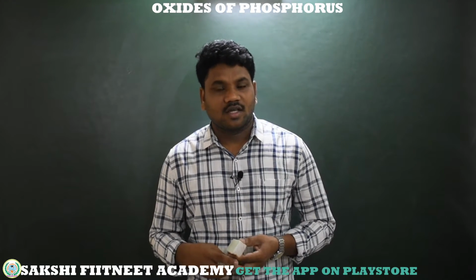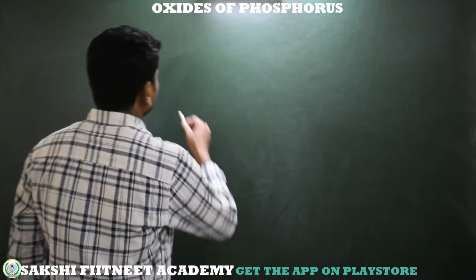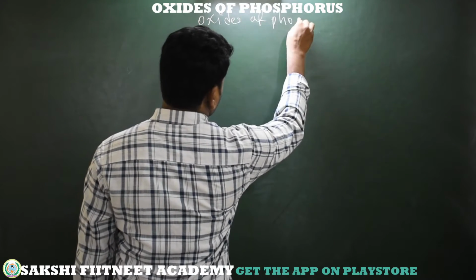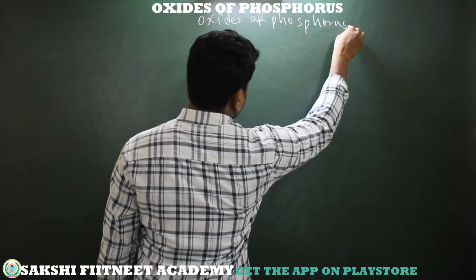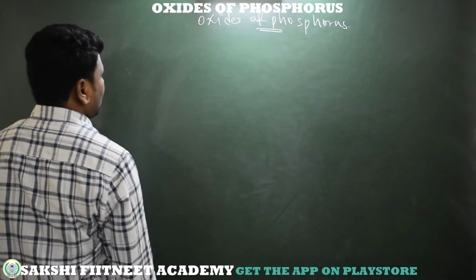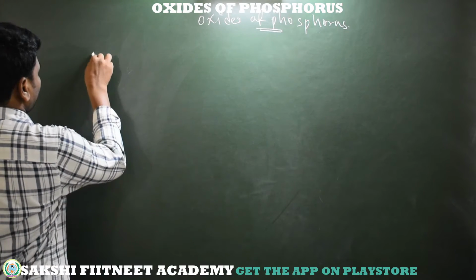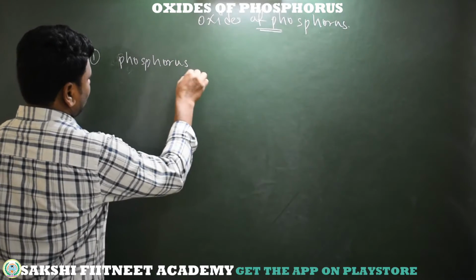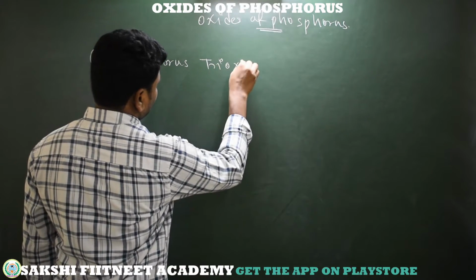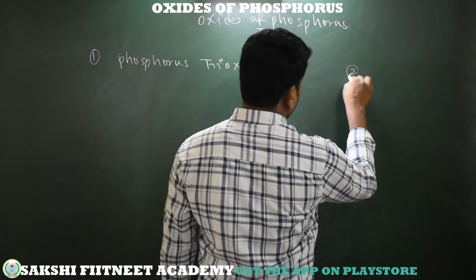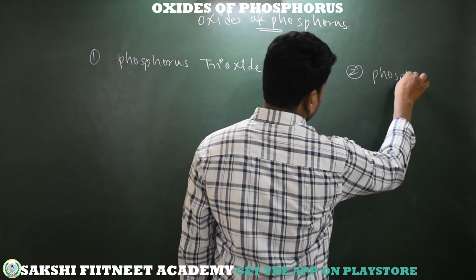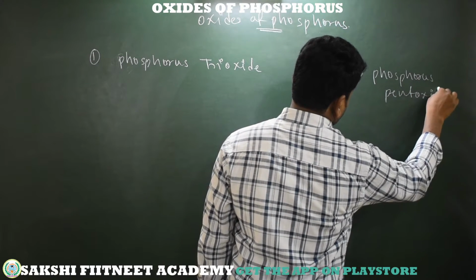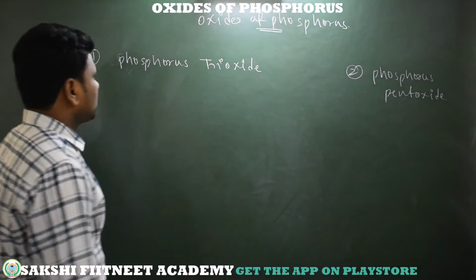So let's begin. What are the oxides of phosphorus? Out of all the oxides, here I am taking two major oxides. The first one is phosphorus trioxide, and the second one is phosphorus pentoxide. So what is the formula of phosphorus trioxide?